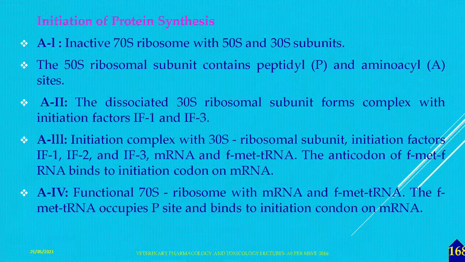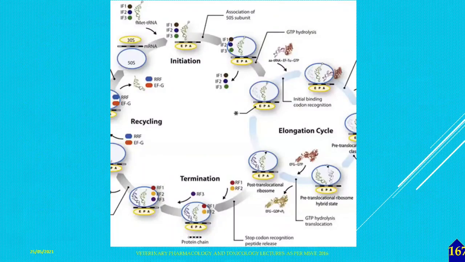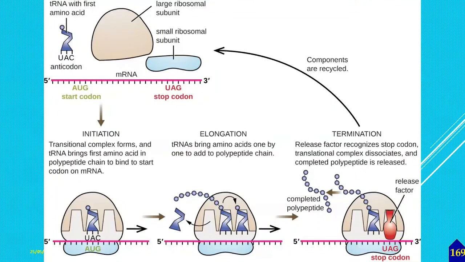So the anticodon of FMET tRNA binds to the initiation codon of the mRNA. Whereas in A4, the functional 70S ribosome has mRNA and FMET tRNA. The FMET tRNA occupies the P site and binds to the initiation codon. So all these are explained either in this slide or the next slide. So this is the process, especially the same.